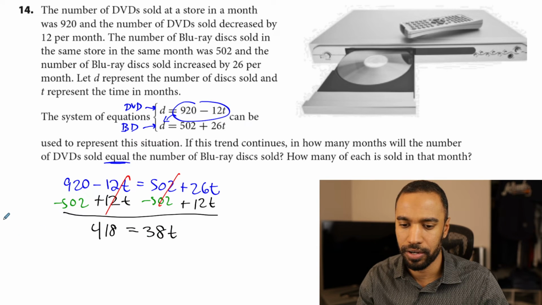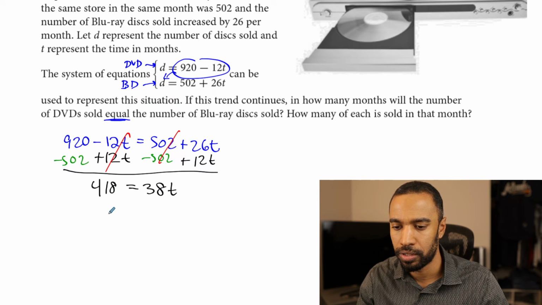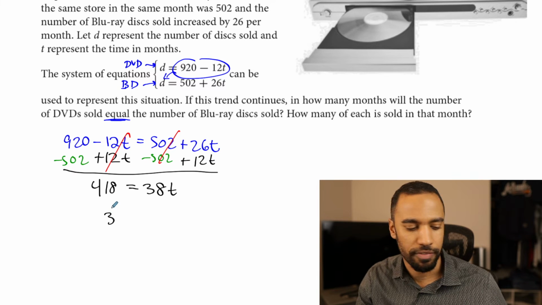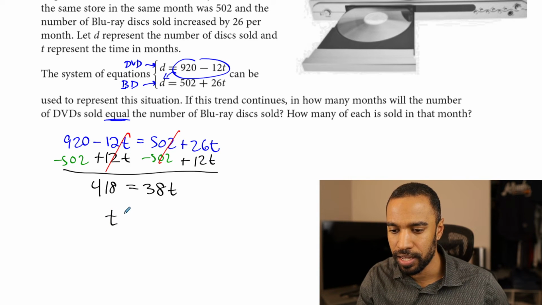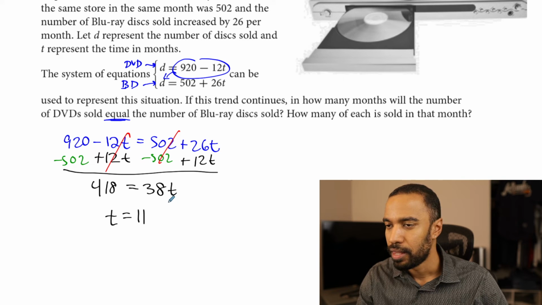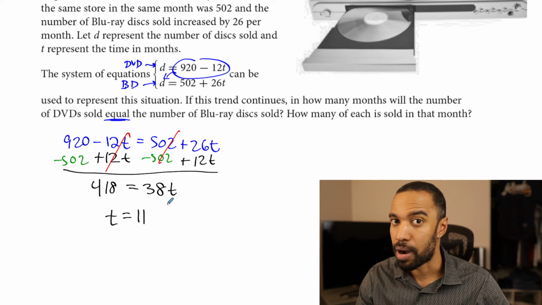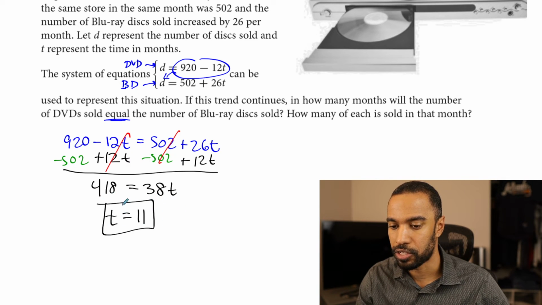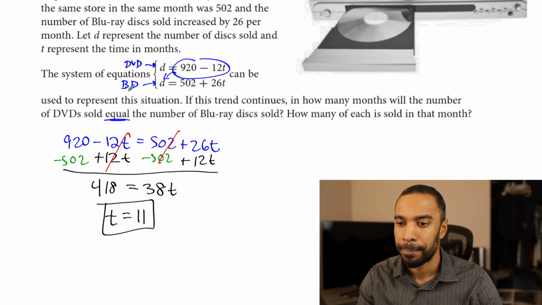And I don't have a calculator, and I don't know this answer off the top of my head. Oh, yes, I do. It is 11. Divide both sides by 38, and I get T equals 11. That takes 11 months. Now, I'll answer that in a second. First, I'm just going to box the answer.